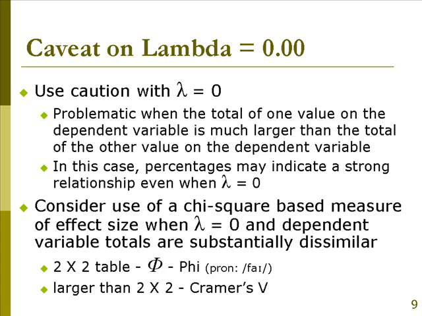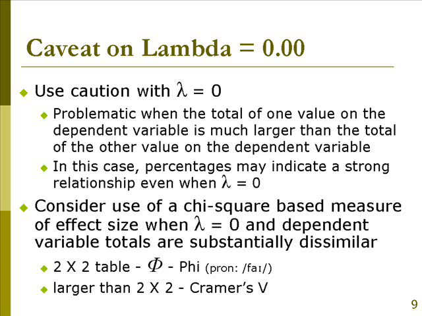Since your workbook does a pretty decent job of dealing with lambda, I'm not going to spend a lot of time talking about it, except to reiterate one of the points it makes about what happens when lambda equals 0, in that you need to be cautious when you get that value and don't interpret it as there not being an association necessarily. Because when lambda equals 0, sometimes it's not because there's not an association between the two variables. It's because the total of one value on the dependent variable is much larger than the total of the other value on the dependent variable. So you may have an outcome that is 90% one value and 10% the other value. And even though you may have an association there, because of that difference where the variable totals are substantially dissimilar, you may have an outcome of a lambda equals 0.